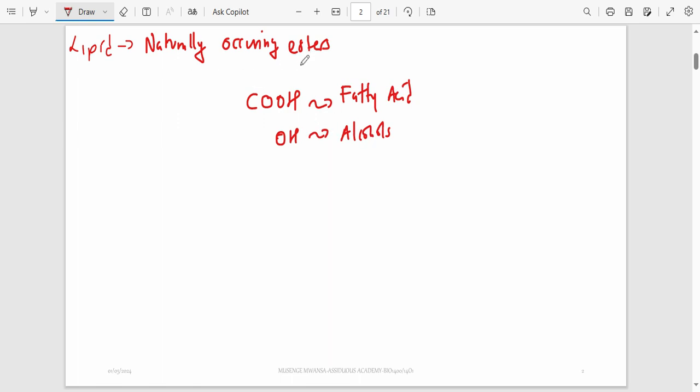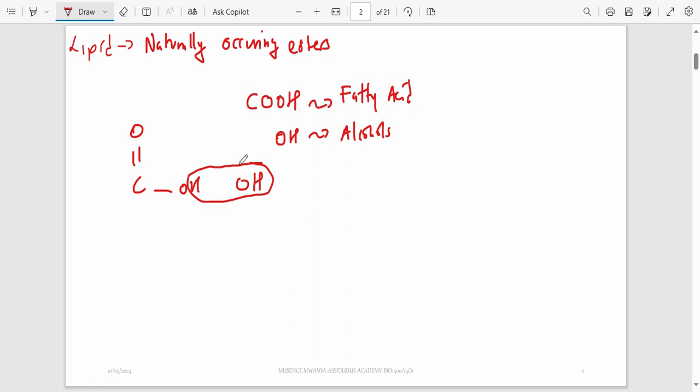Remember, an ester is a compound formed when the carboxylic acid functional group, which is carbon double bonded to oxygen, then bonded to OH, connects with a compound that contains OH as a functional group. This reaction is always a dehydration reaction because water is going to be released when these two combine.